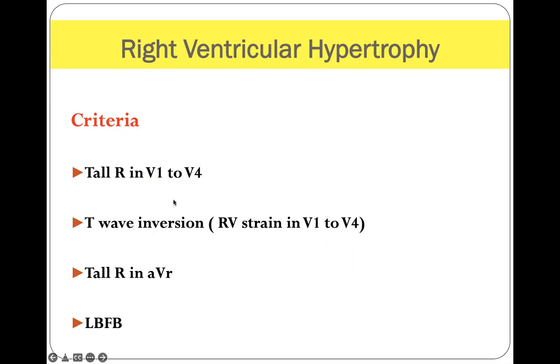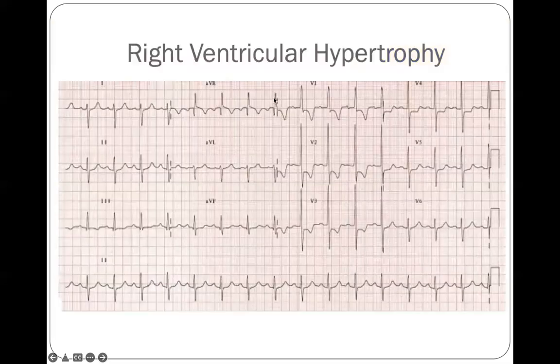Also, from the criteria of right ventricular hypertrophy, you will find a tall R in aVR due to its near position to the right ventricle, and also you'll find a left posterior fascicular block. Do you remember it? I mean, you'll find a deep S in lead 1 and aVL. Let's see it. When you look, you'll find a very tall R in V1 and V2. You will find an inverted T with ST depression in V1, V2, and V3, and this is called RV strain. You will find a tall R in aVR, and you will find a deep S in 1 and aVL, or what we call left posterior fascicular block.